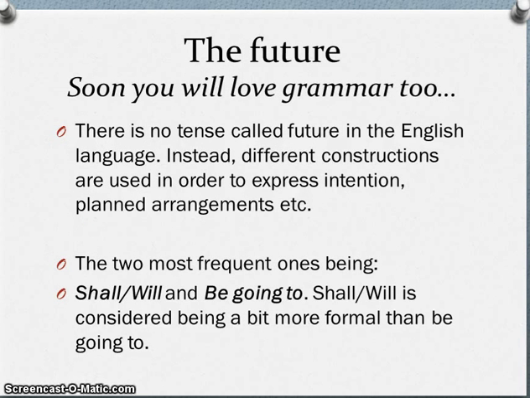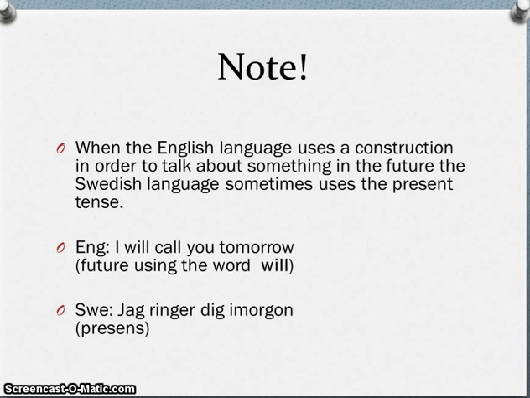Then we have the future. There is no tense called future in the English language, so instead we use different constructions in order to express intention and planned arrangements and so on. The two most frequent ones being shall and will or be going to. Shall or will is considered to be a bit more formal than be going to.